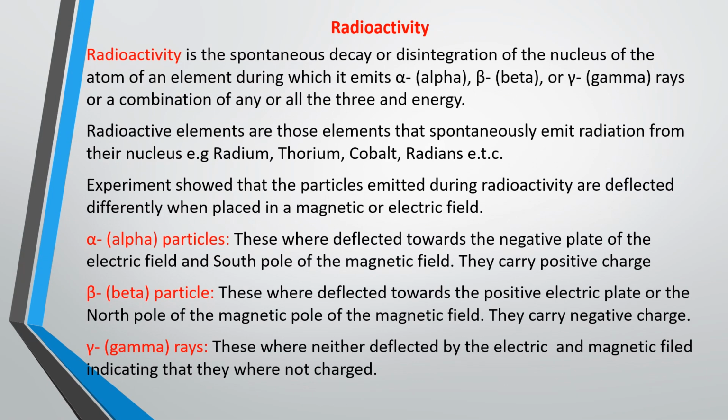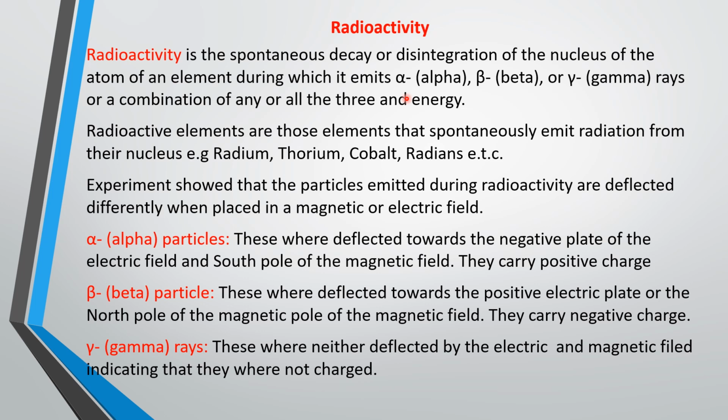So, what is radioactivity? Radioactivity is the spontaneous decay, disintegration or breaking down of the nucleus of an atom of an element, during which process radioactive particles are emitted. So you have emission of alpha particles, beta particles, and gamma rays, or a combination of any or all of the three as the case may be.